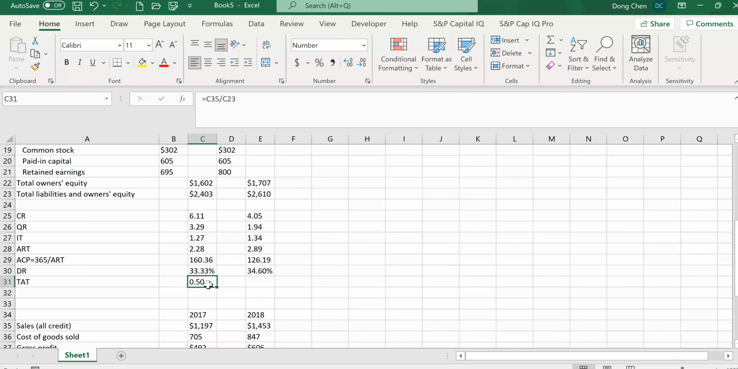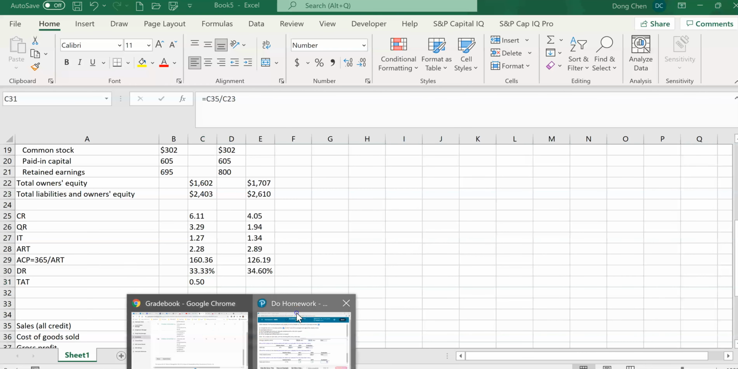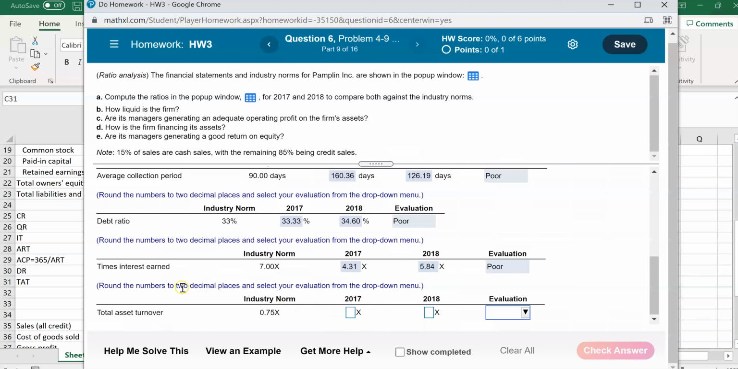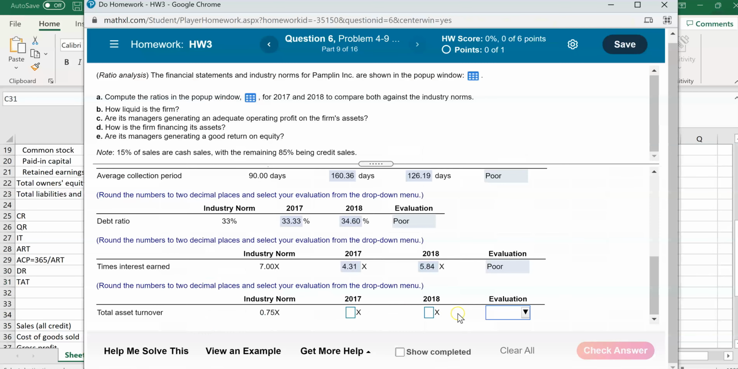So make sure I just followed the rounding requirement. I guess it should be the same as before. I guess that's what we have over there. So round to two decimal places. Okay, and then drag the number to the other cell, and then copy this number back.